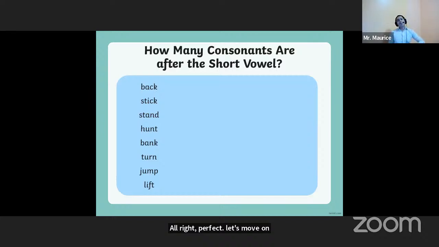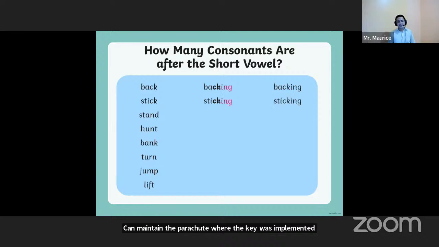What about this one? How many consonants are after the short vowels? Take a look. Una vez más, aquí tenemos verbos. En la primera columna son verbos, ¿ok?, que están en su forma base, presente. Back, stick, stand, hunt, bang, turn, jumped, and lift. Comúnmente para estos verbos de aquí, pues simplemente le añadimos el ing. ¿Ok? See this one?